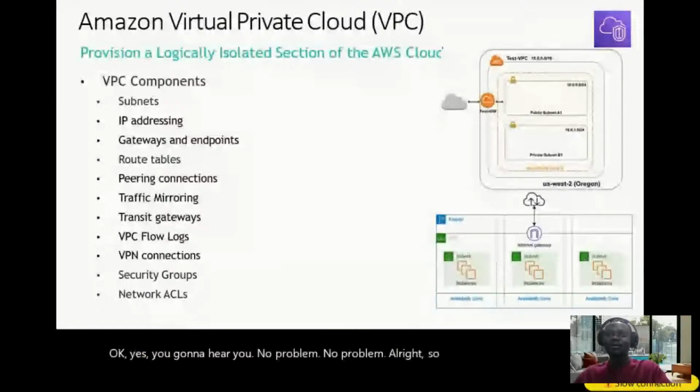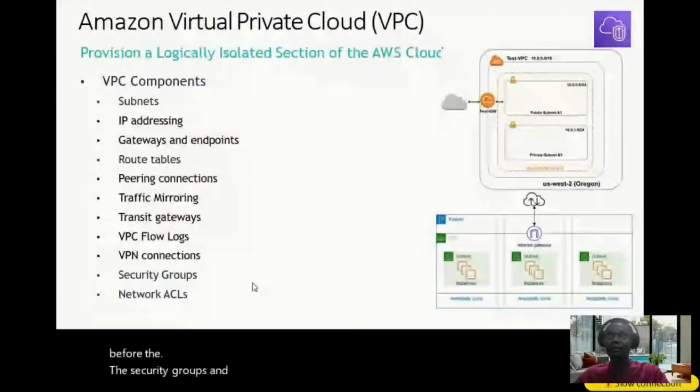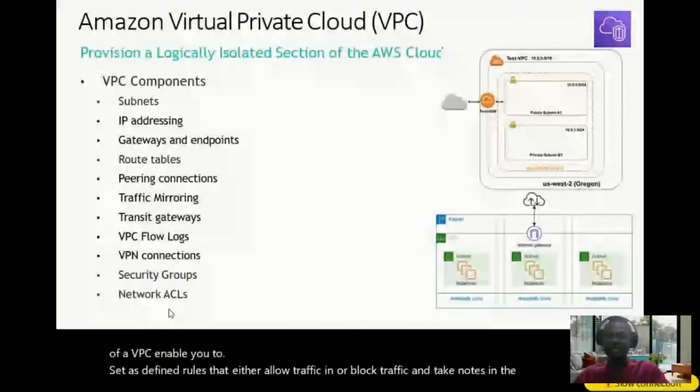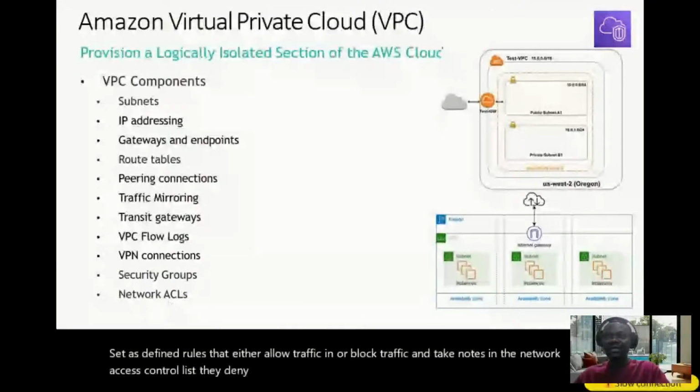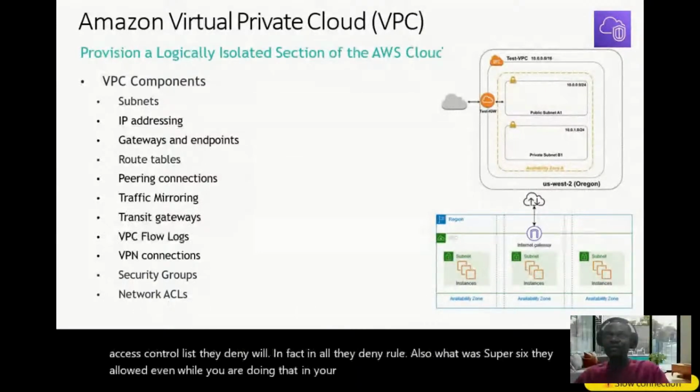So, as I was saying before, the security groups and network access control lists are there for you. They are security components of a VPC. They enable you to define rules that either allow traffic in or block traffic. And take note that in the network access control list, the deny rule will always supersede the allow rules, as also happens in your IAM policies. So that's what you need to take note of.